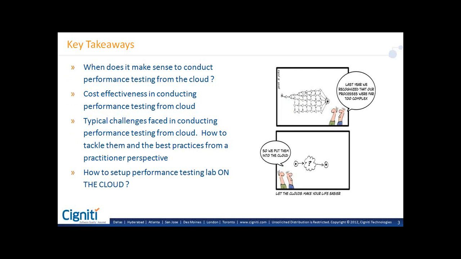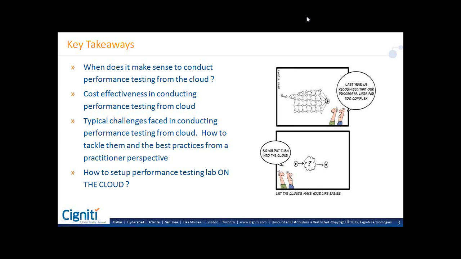So nowadays what we see is that cloud is a buzzword, and it seems like each and everything can be taken to the cloud and can be conducted on the cloud. Whether it's a process, automation testing, or performance testing, everything we think, okay, it can be taken to the cloud and it will be helpful.